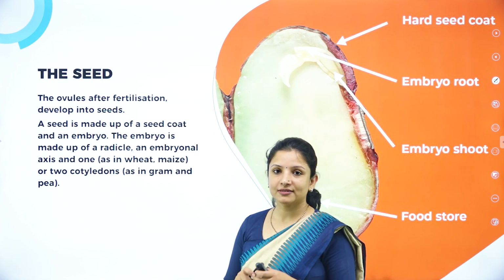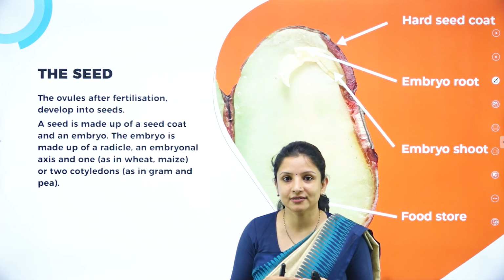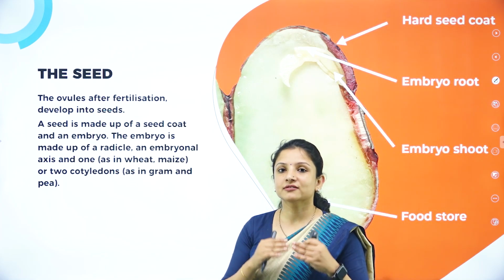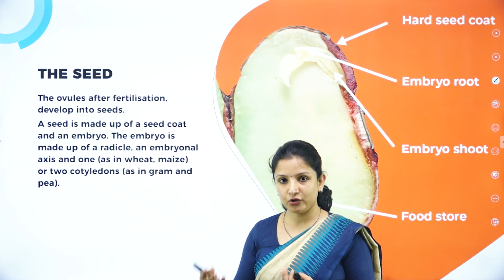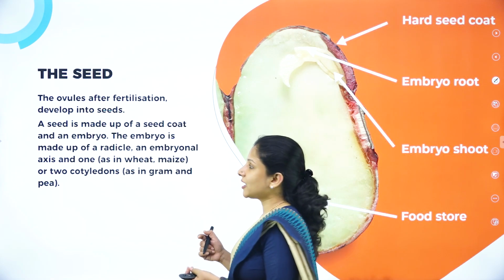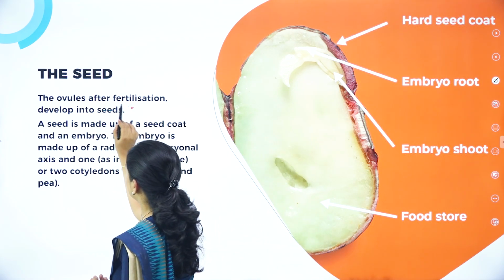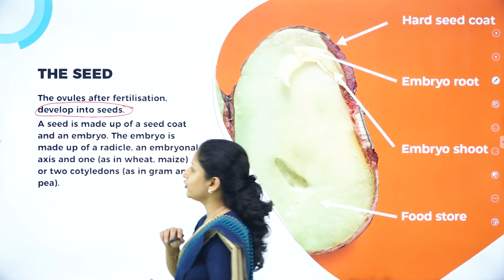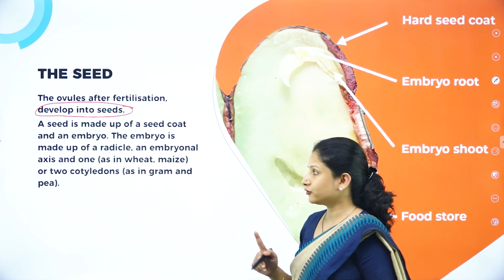Next, talking about the seed. So inside the fruit, what is there? The seed is there, which is the one that actually develops into a new plant. So let's look into what the seeds are. The ovules after fertilization develop into seeds, and I told you the ovary develops into a fruit.